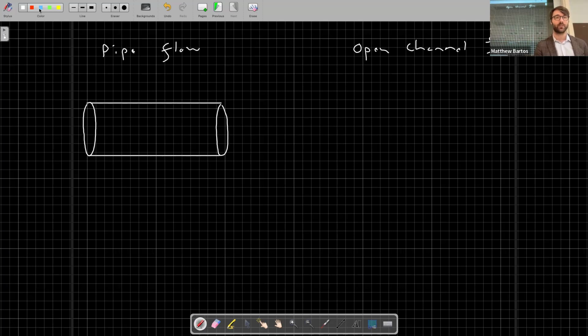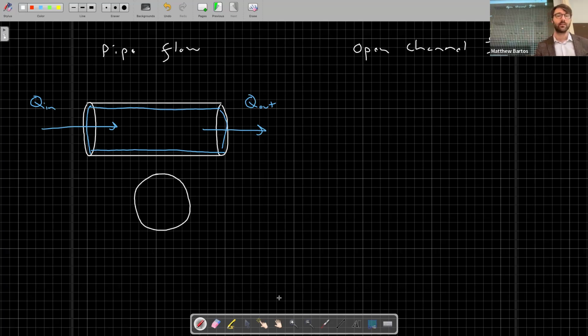And let's say the pipe is flowing completely full of water. This blue line represents the water in the pipe, and the pipe is completely full. You have some flow rate coming in, which I'll call Q in. And you have some flow rate coming out, which I'll call Q out. We can also draw a cross section of the same pipe just to show that the pipe is filling completely full. So this is our cross section here.